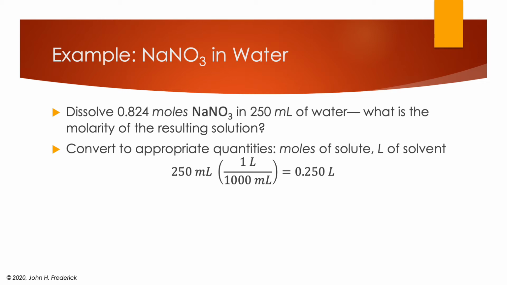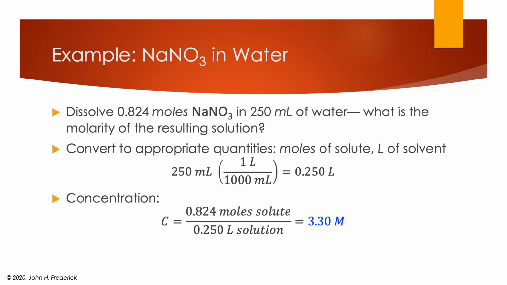It's useful to be able to make that conversion fairly readily in your head if you can. All it takes is a division by 1,000. So now the concentration of our solution is going to be given by the following calculation. I'm using C to represent concentration, but it basically is the number of moles of solute, 0.824, divided by the liters of solution, 0.25, and we would find that when I make this division, it's 3.30 molar. And the label that we give for molarity is a capital M.